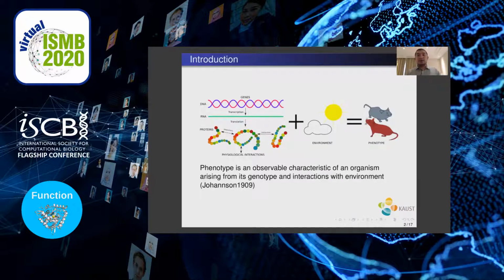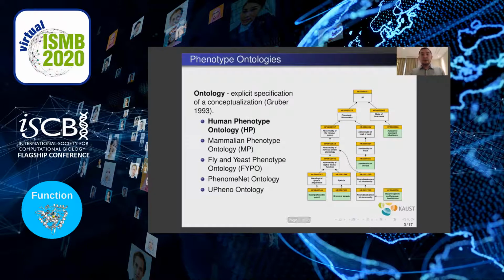Phenotypes are usually described using natural language, and to make them understandable for a computational model, we use ontologies. Ontology is an explicit specification of a conceptualization of a domain. It is used to describe domain knowledge and consists of sets of axioms that are true in that domain.